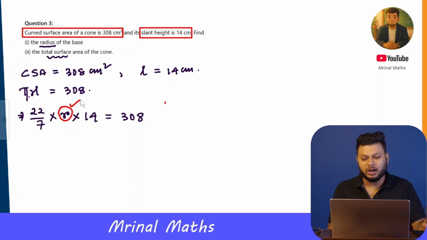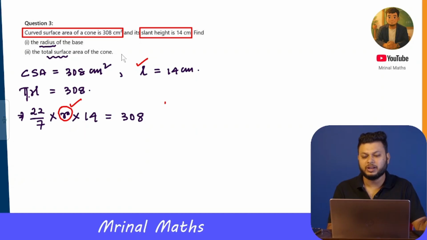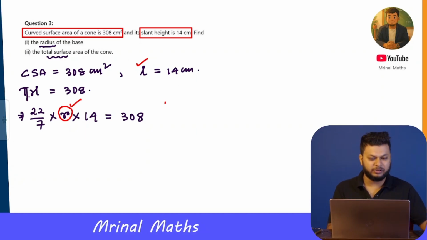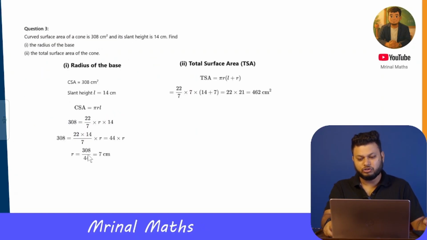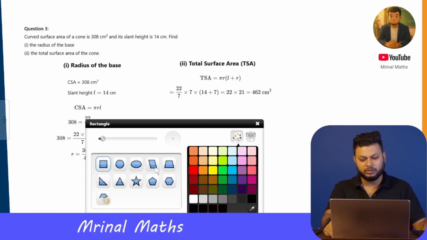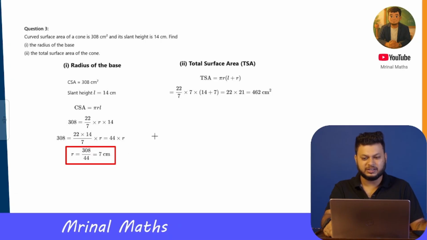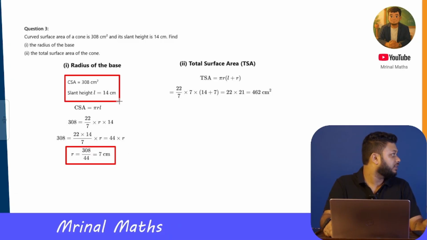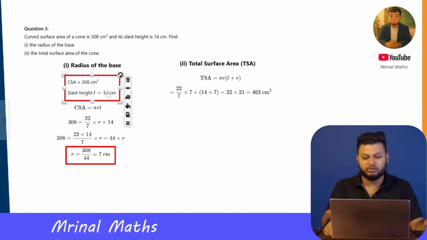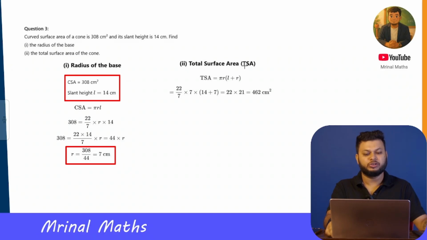So once you know R and once you know L, you can easily calculate the total surface area of the cone as well. So check out the calculation. You see one unknown over here and it is being solved, and the value that is obtained, the radius of the given cone, is 7 centimeters, and the curved surface area and the slant height are also given over here.